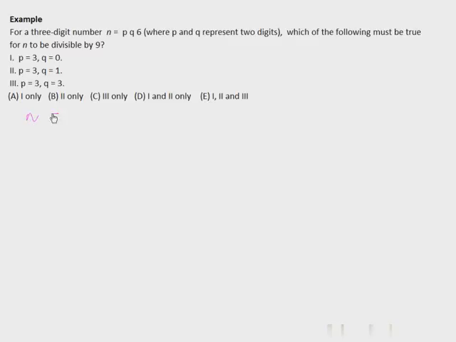So we know that n equal to PQ6 is divisible by 9. By our rule for divisibility, we therefore know that P plus Q plus 6 is divisible by 9. That means the remainder is 0. Let's check all the options. Which of the following are true?